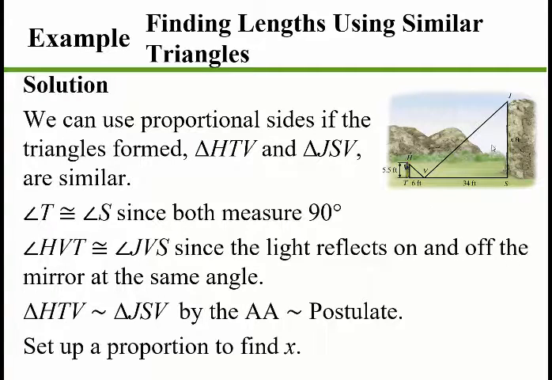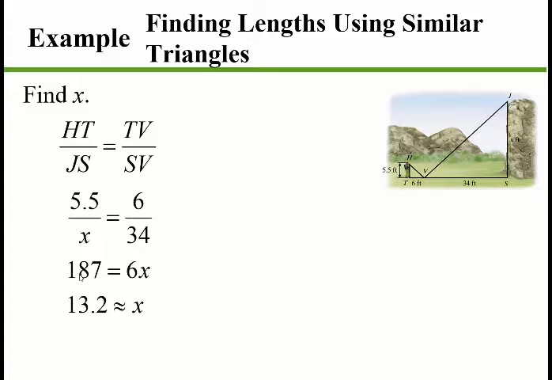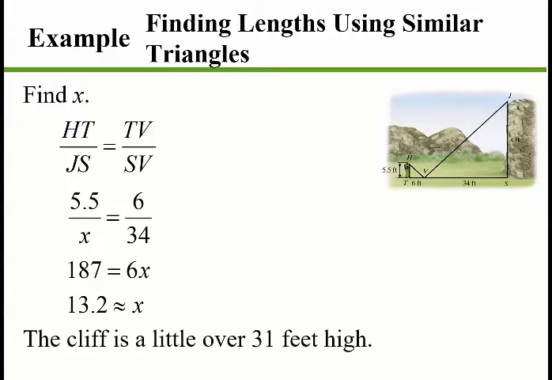So we got to set up a proportion then to find x here. So HT is to JS, which is equal to the ratio of TV to SV. So just plugging in, 5.5 over x is the same as 6 over 34. Cross multiplying here, 5.5 times 34 gives me 187, and 6 times x gives me 6x. Divide by 6, and you get roughly 31.2. So the cliff is a little over 31 feet high.